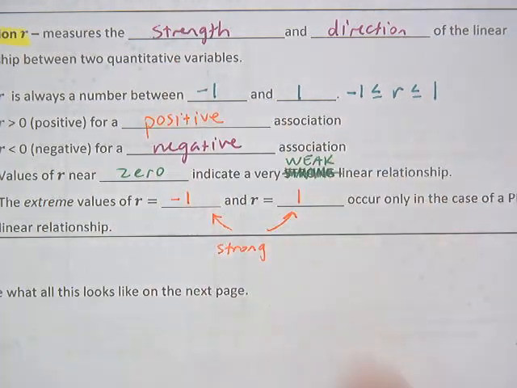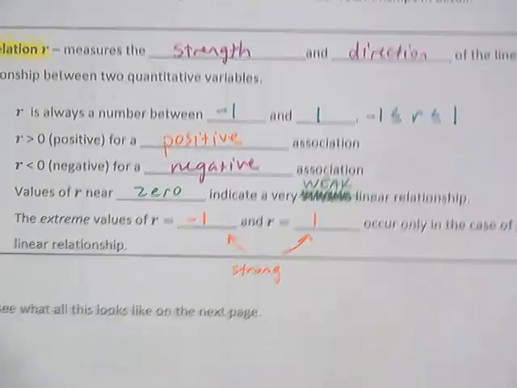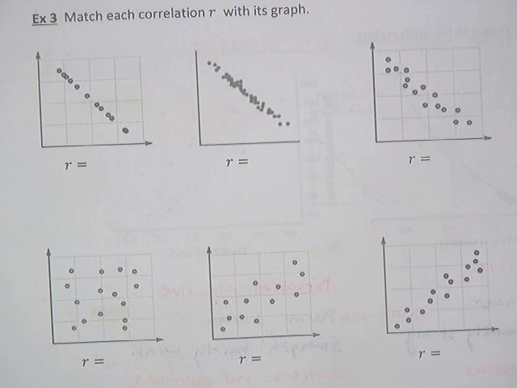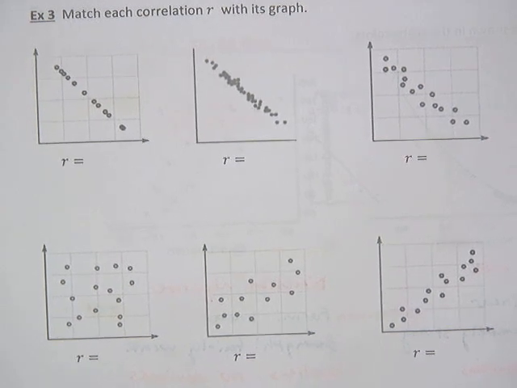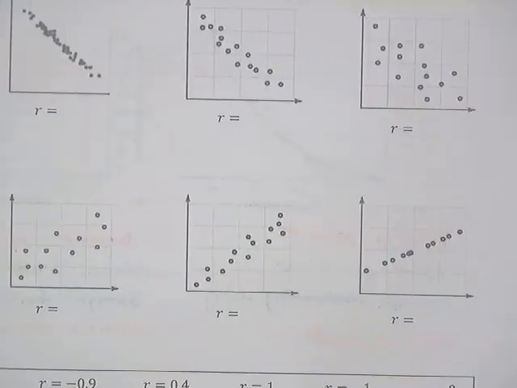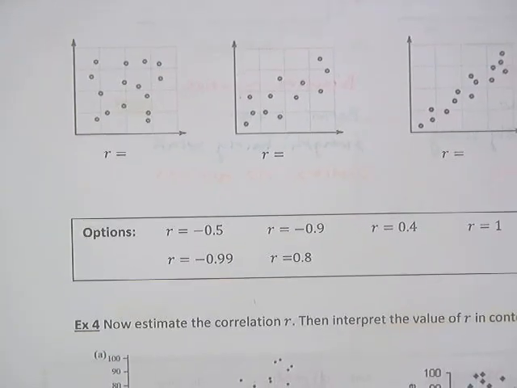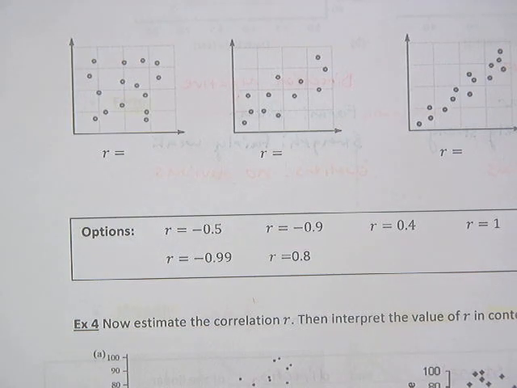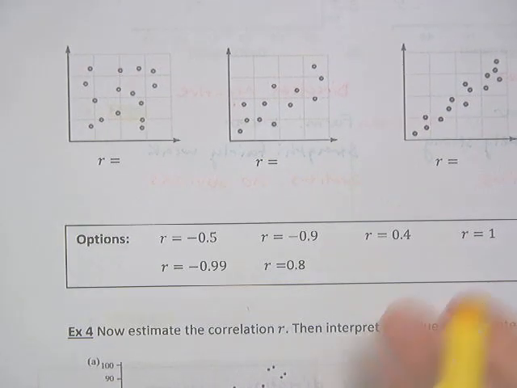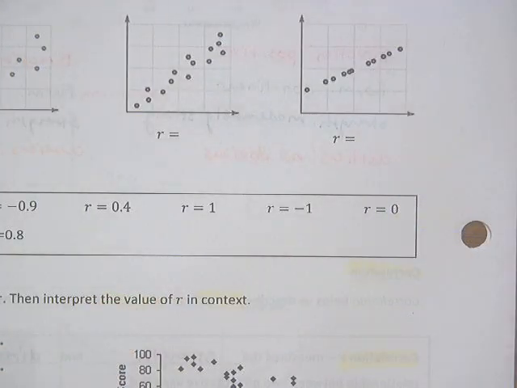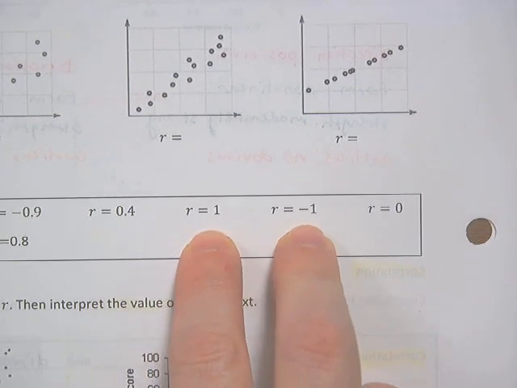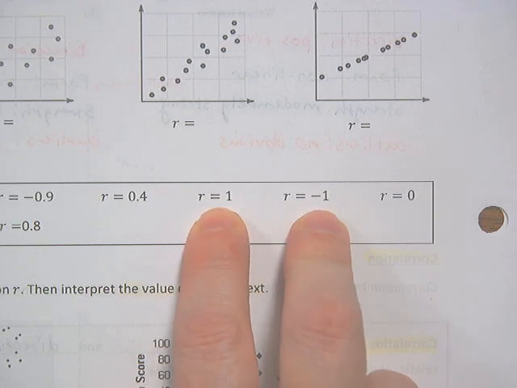We're going to actually start putting numbers to all of this. So turn the page and we're going to try something here. There are 8 scatter plots in front of you. Some of them are really, really strong and some of them are really weak. Some are positive, some are negative. And so you have this little options box. And what I want us to be able to do is match each R value with its graph. So let's start with these two. Let's start with the extreme +1 and -1.